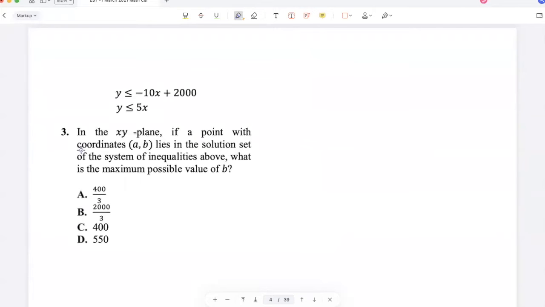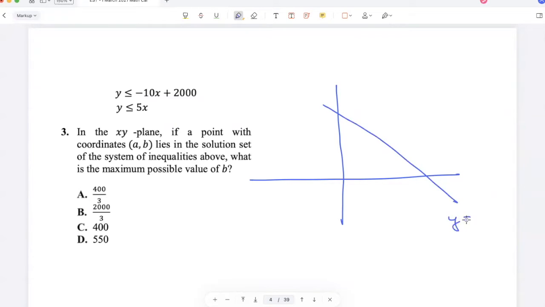In the xy plane, if a point with coordinates (a, b) lies in the solution set of the system of inequalities above, what is the maximum possible value of b? So the y coordinate, right? Okay, so let's first draw this one. This is y equals minus 10x plus 2000, where the y-intercept is 2000 and the slope is minus 10. And this is y equal to 5x, right?